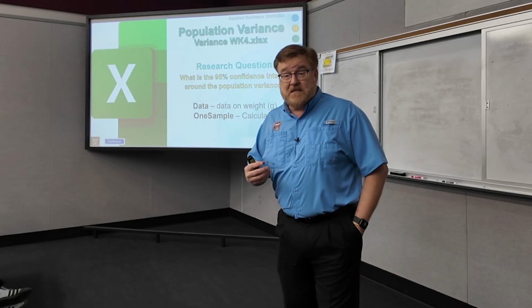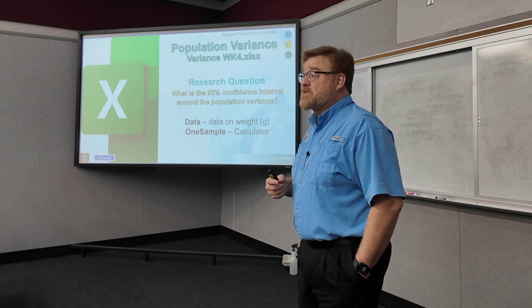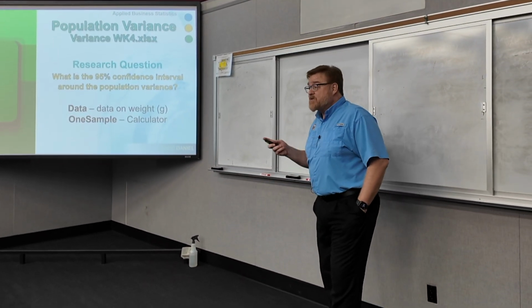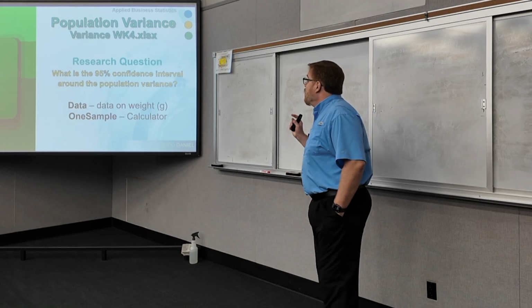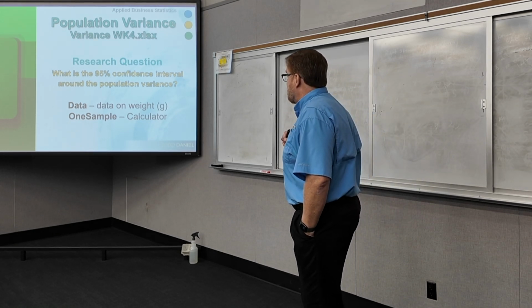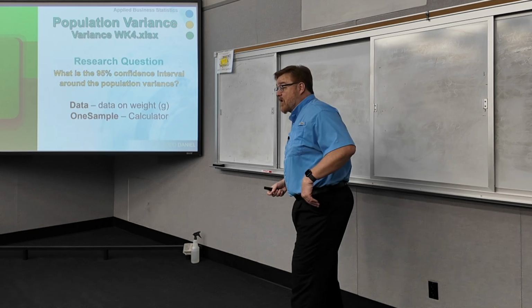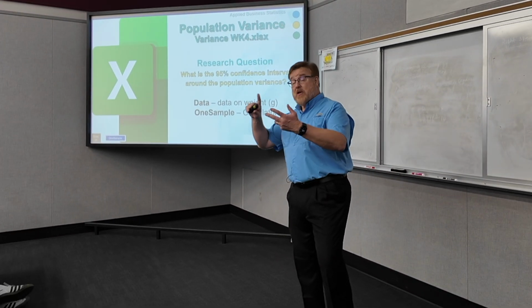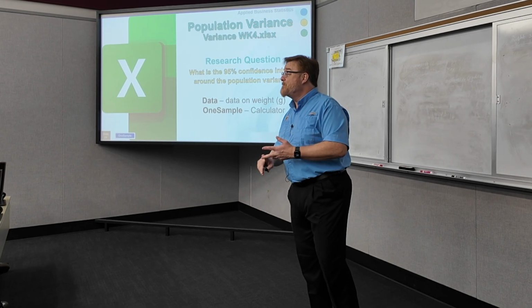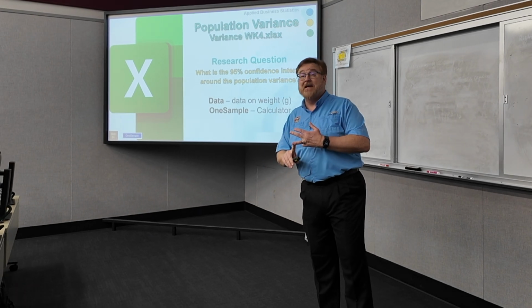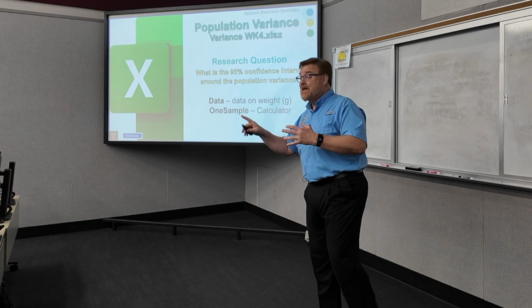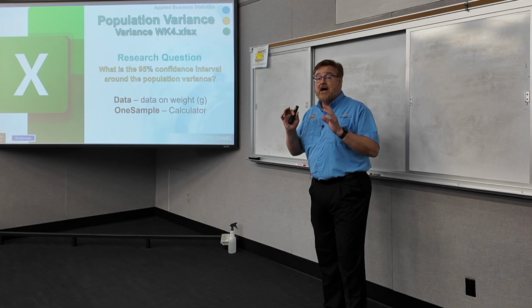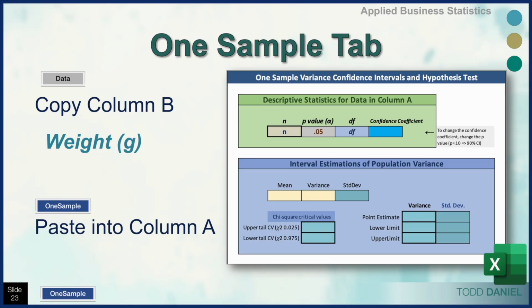The way that we're going to do this calculation is to use Excel and a spreadsheet that I've given you for the class. Our research question is this: what is the 95% confidence interval around the population variance? How are we going to answer that? Well, draw a sample, calculate the variance of that sample, use that sample variance as an estimate of the population, and the sample size will give us a clue as to how confident we can be about our guess.